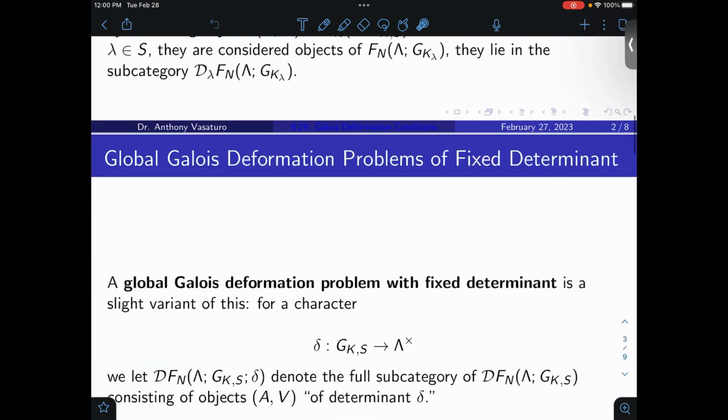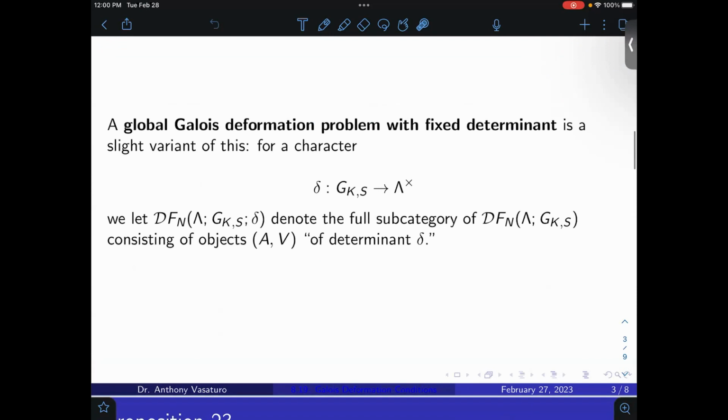Okay, so a specific kind of global Galois deformation problem is a global Galois deformation problem with fixed determinant. This is a slight variant of the above. Given a character delta from G_{K,S} to Λ cross, we'll let D_n^Λ(G_{K,S}, δ) denote the full subcategory of D_n^Λ(G_{K,S}) consisting of objects AV of determinant delta, as per the last video.